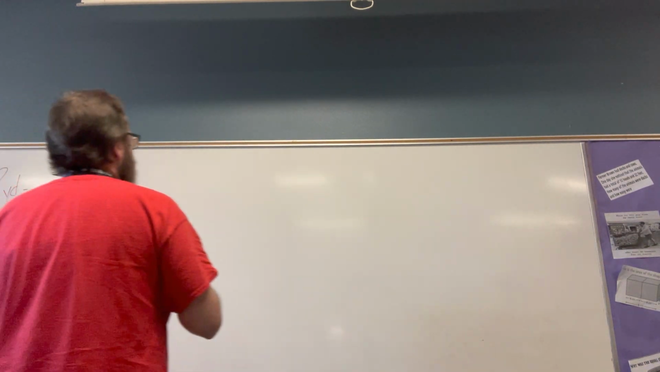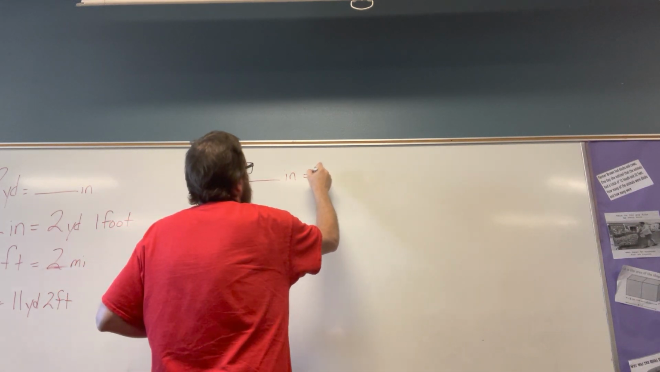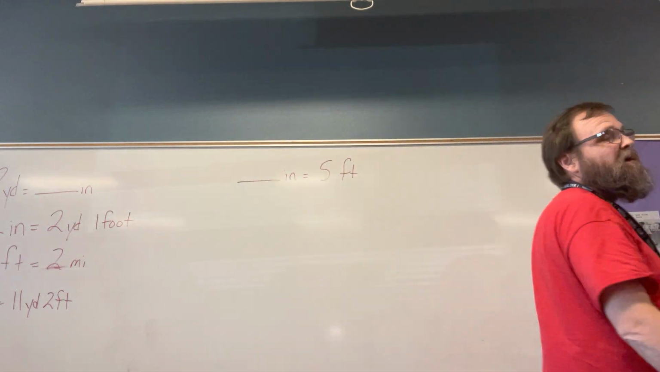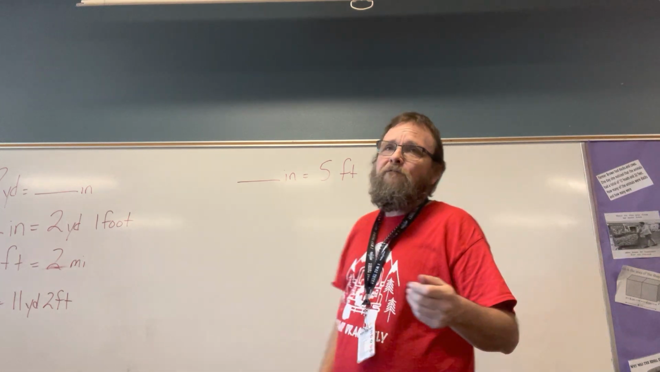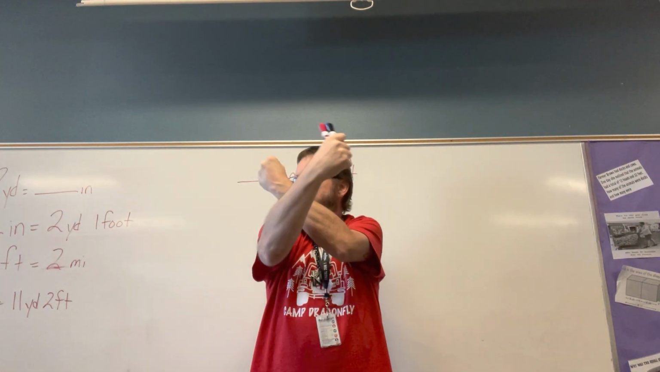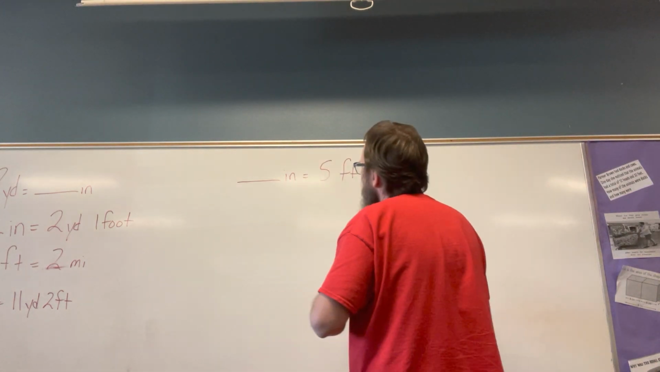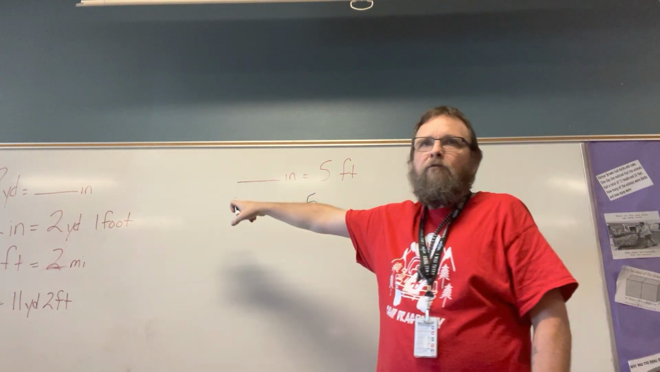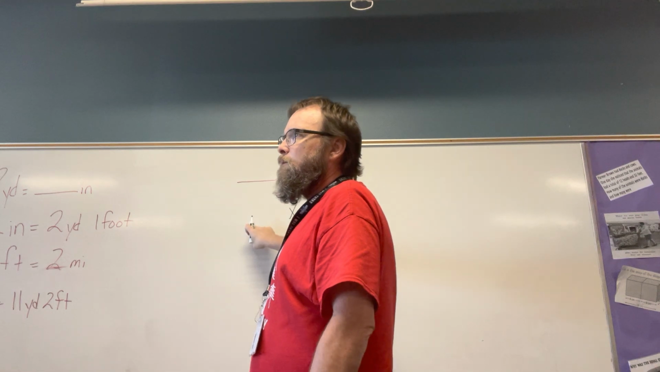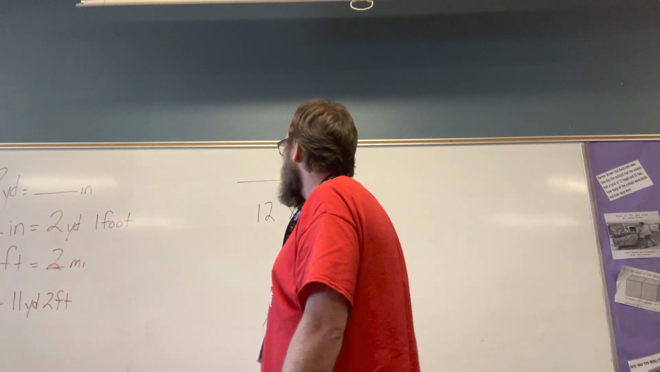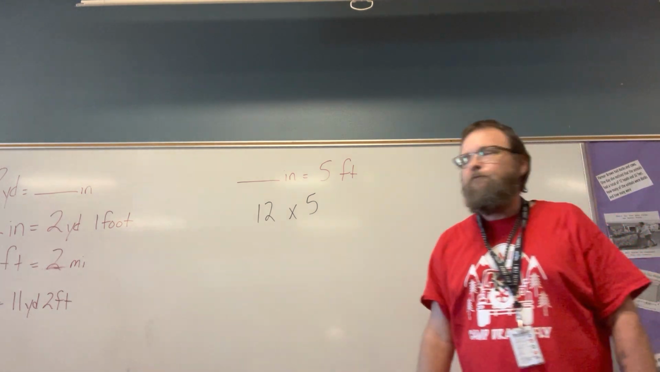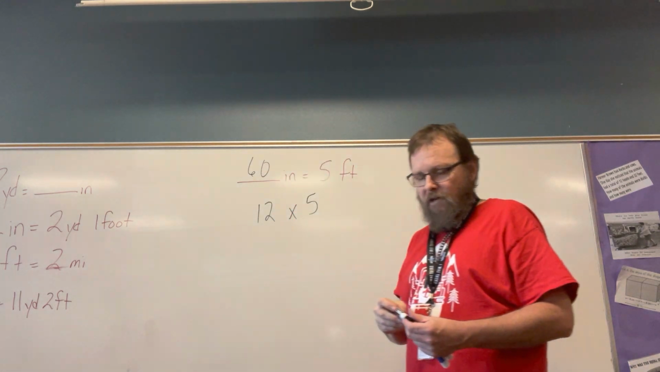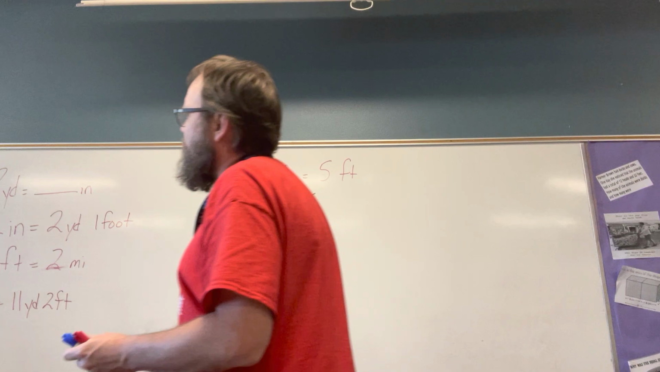Let's do blank inches equals 5 feet. I don't know how many inches, but I know how many feet. So I'm starting with feet and I'm changing to inches, which means I'm going to multiply. I'm going to multiply my number of feet by the number of inches in 1 foot, which is, according to the Rock, 12. So 12 times 5 gives me 60 inches equals 5 feet.